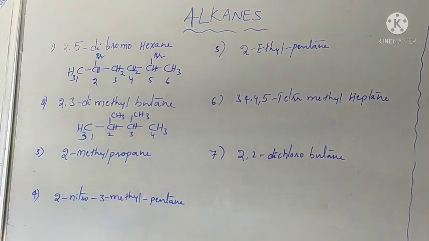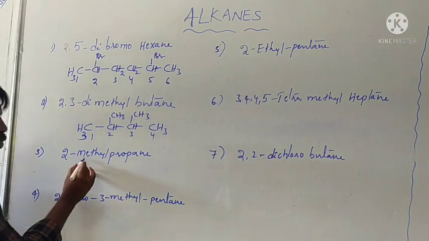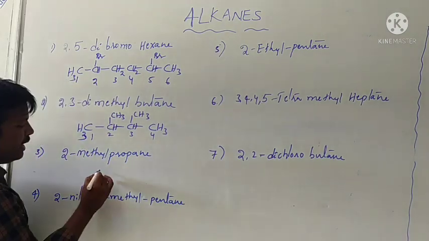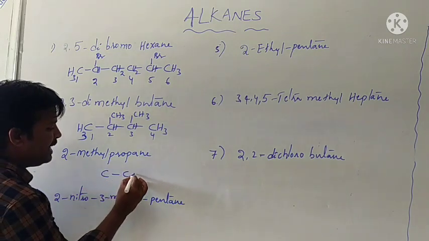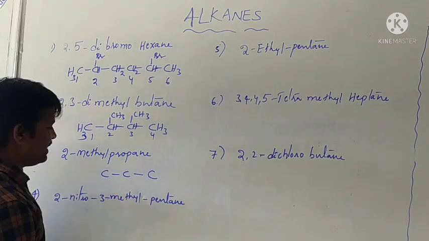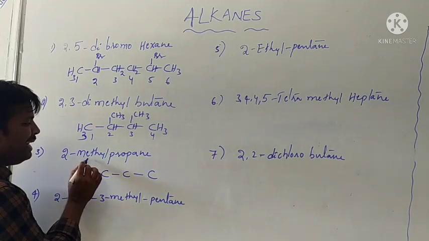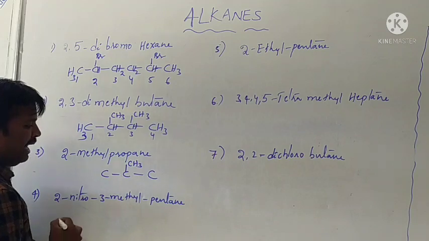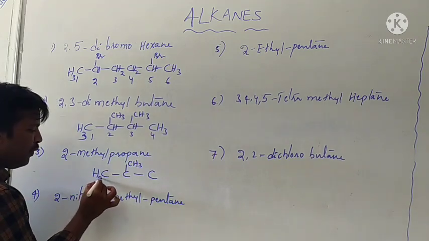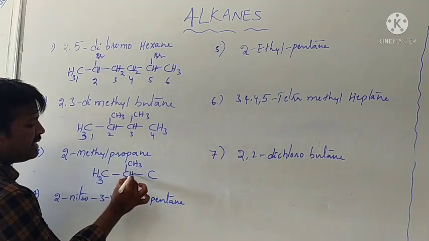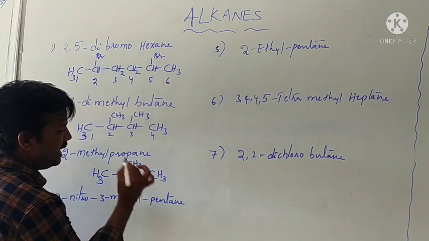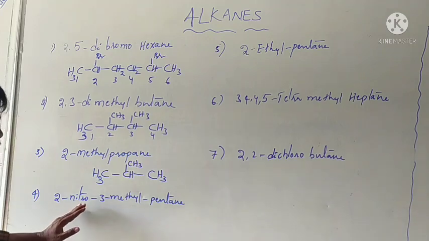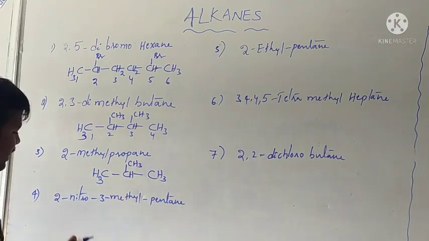This is 2,3-dimethylbutane. And the third example, 2-methylpropane. How many carbons are present in propane? 3 carbons are present, and the methyl substituent is present at the second position, 2-methyl. The carbon valency 4 is filled with hydrogens, like this, CH3.